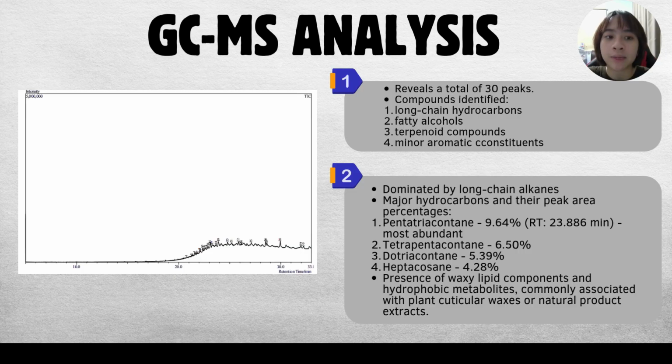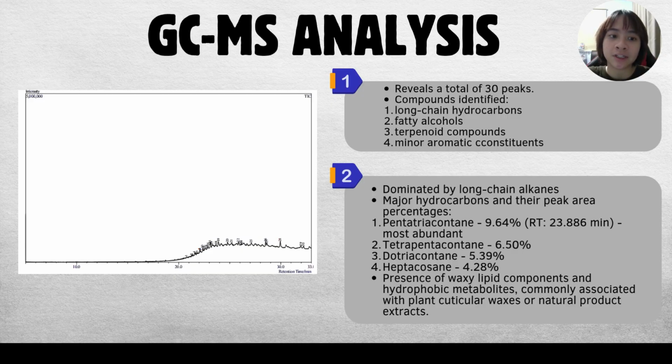Among these compounds, pentatriacontane was identified as the major constituent, showing the highest peak area percentage of 9.64% at a retention time of 23.886 minutes. Other abundant hydrocarbons included tetrapentacontane with 6.50%, dotriacontane with 5.39%, and heptacosane with 4.28% peak area percentages.